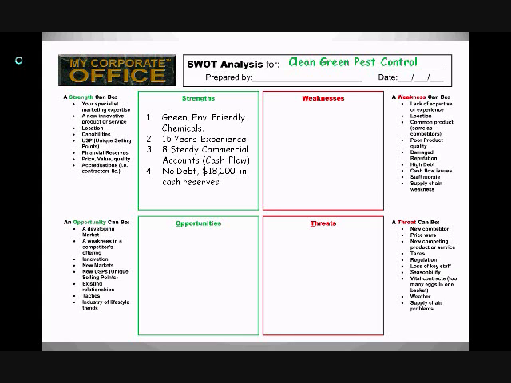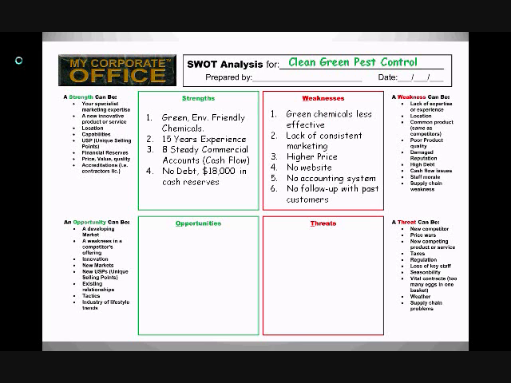15 years experience. We know how to do our job effectively. 8 steady commercial accounts. A solid stream of steady income gives our company a secure financial base. No debt and $18,000 in cash reserves. With no debt and some cash on hand, we may be ready to do some expanding. We have a lot of options open.